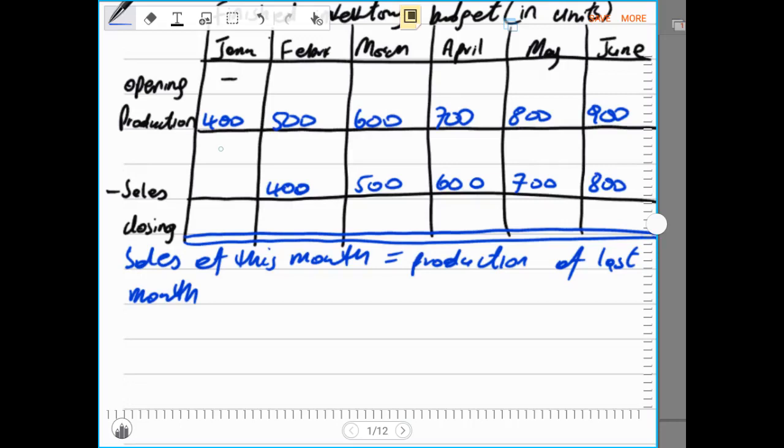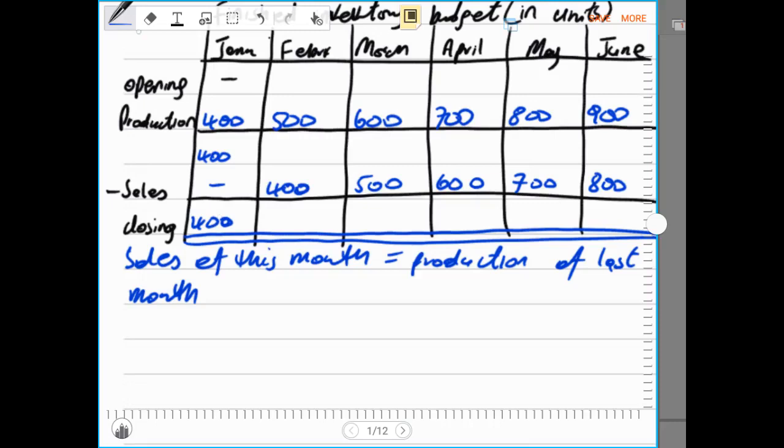Then after now, there was no opening, then units available for production will be 400. Then there were no sales this month, therefore now closing will be 400. So now we go to the next part, then you say closing becomes opening.